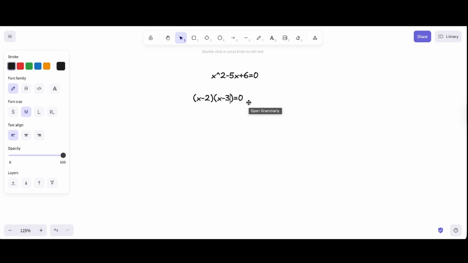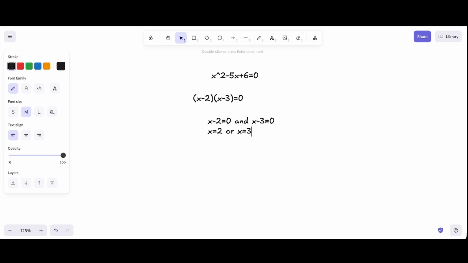We know this because factors of 6 are 1 and 6, 2 and 3, negative 1 and negative 6, and also negative 2 and negative 3. And out of these, negative 2 and negative 3 give us the sum of negative 5. Now, this is what the equation would look like. To find the value of x, we take what's inside each bracket and make it equal to 0. That means x minus 2 is equal to 0 and x minus 3 is equal to 0. So when we solve for x, we get x is equal to 2 or x is equal to 3.